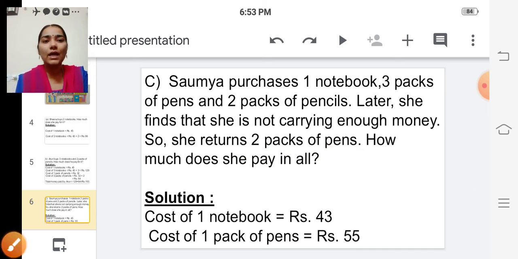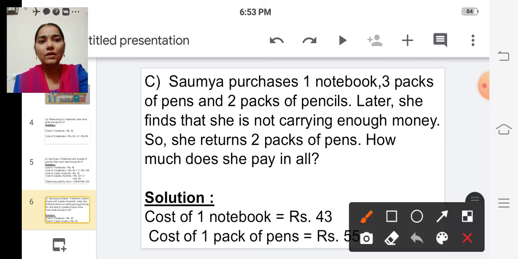See, cost of 1 notebook is rupees 43 and cost of 1 pack of pens is rupees 55. So we have to find out cost of 3 packs of pens. For that what we have to do? We have to multiply this 55 into 3. Okay.